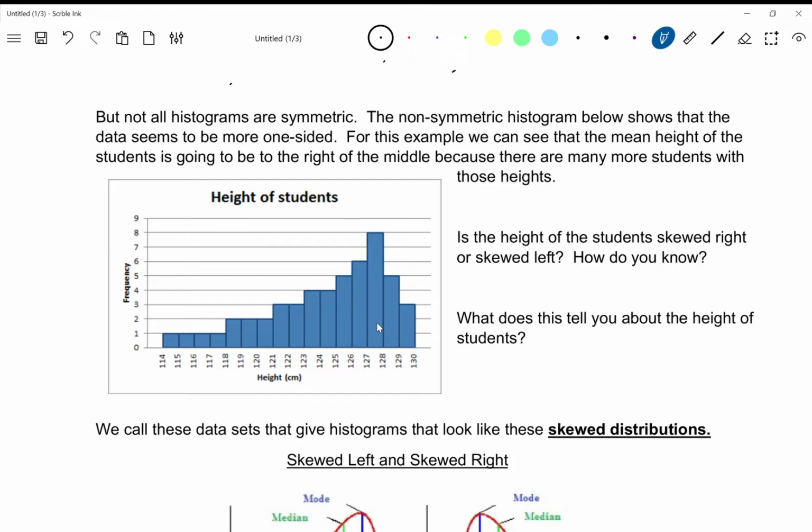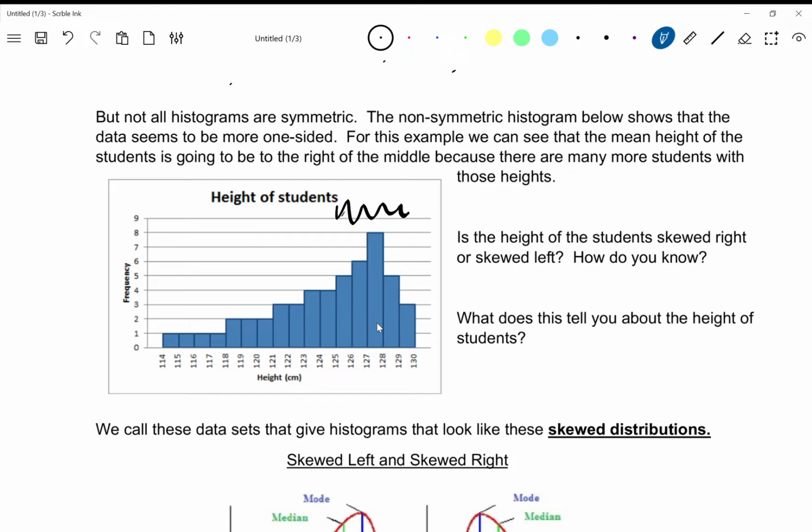You can see that a lot of the data is just kind of over here, because there are apparently a lot of students that are right about that same height in centimeters, and so it's clustered around that height. It's not symmetrical, and that's okay. But this is going to be called a skewed distribution.